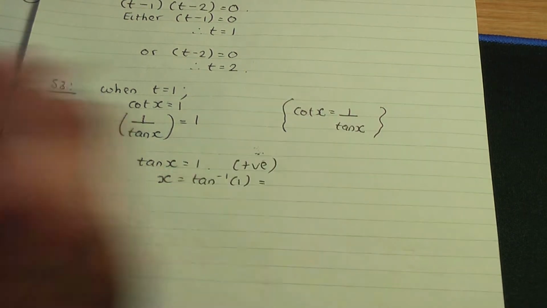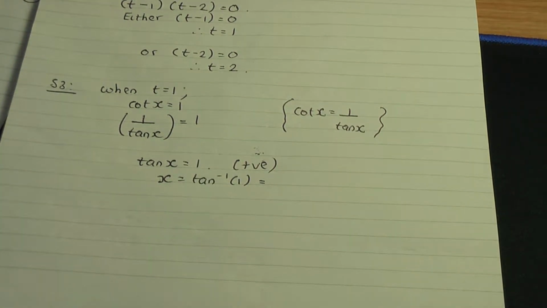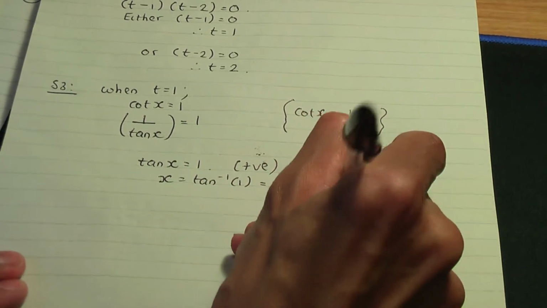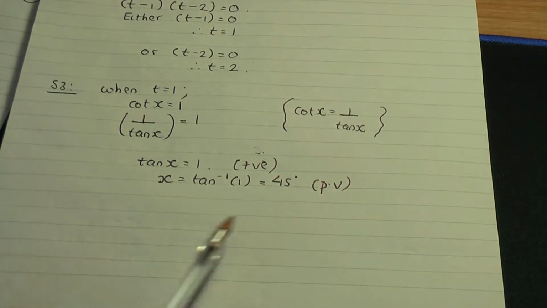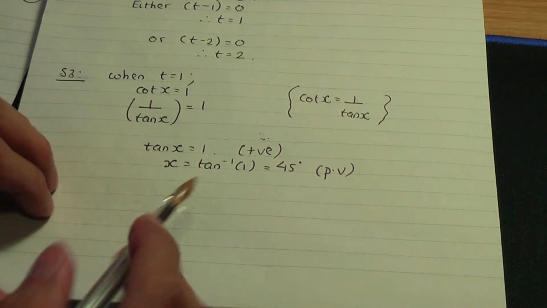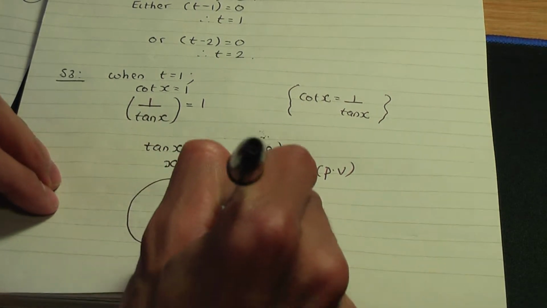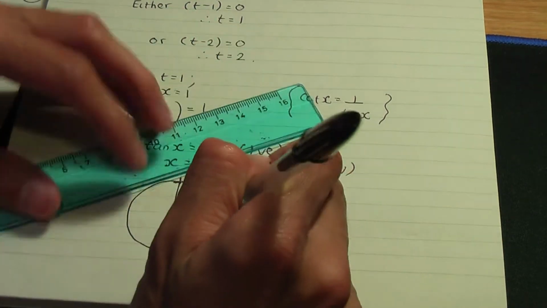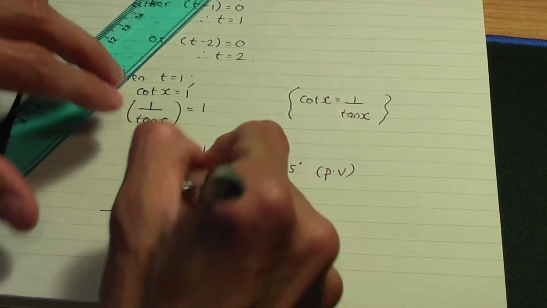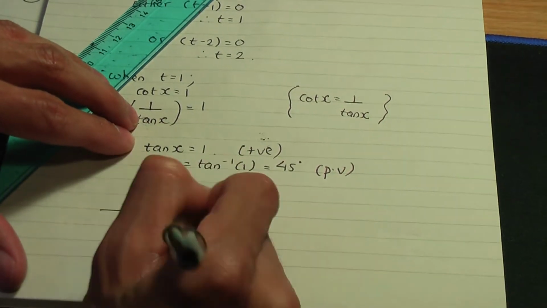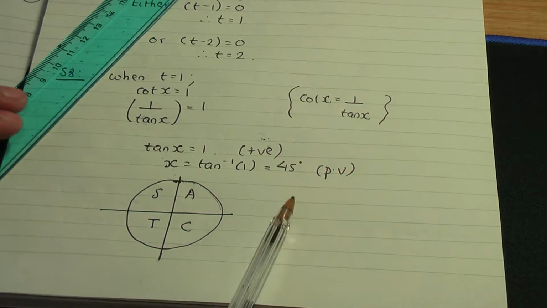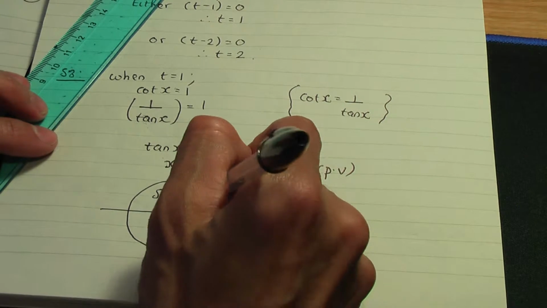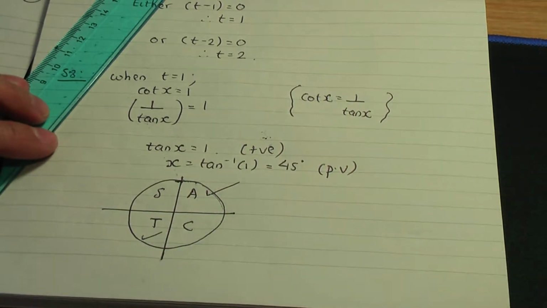And the inverse tan of 1 is a standard result. You should get 45 degrees. So that is your principal value. Now, since tan is positive, let's draw a quick cast diagram. Let's take a ruler and mark the quadrants: A, S, T and C. And we need to plot 45 where tan is positive. So tan is positive in the first and third quadrants.